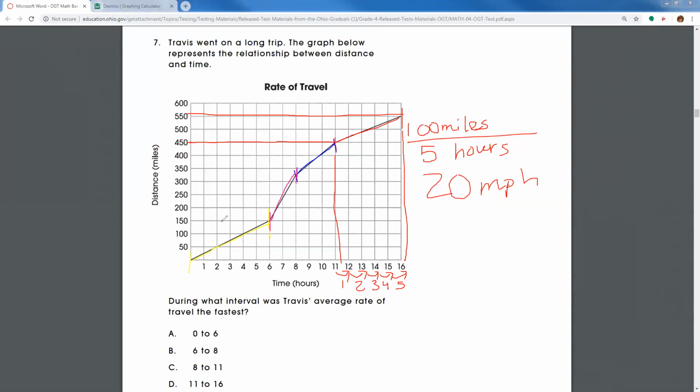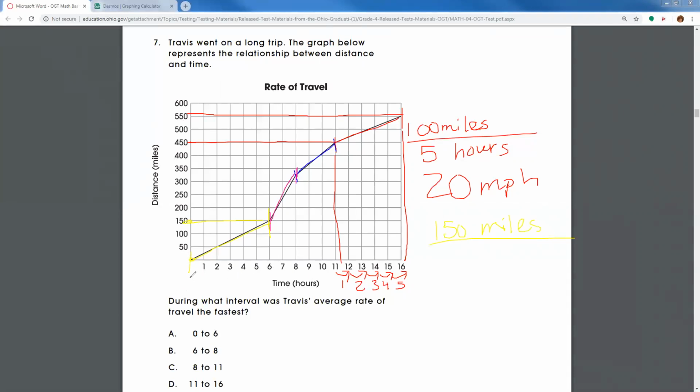So the bottom one starts at 0 and you end at 150. So how many miles did you travel? 150 miles. And how many hours did that take? 1 is 1 hour, 2.